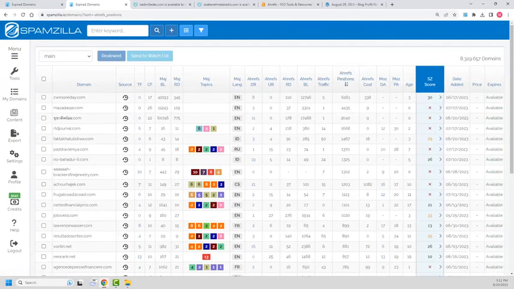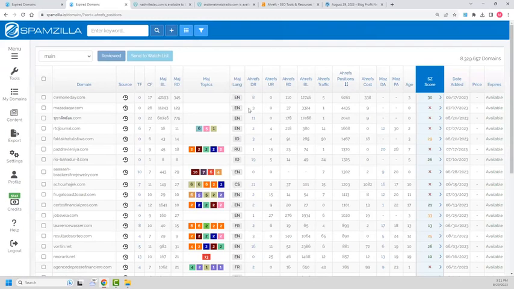Do I need an Ahrefs to get that data? Yes. To get this data here, these Ahrefs columns, you do need an active Ahrefs subscription. You just got to have it. You could connect it with SEMrush and you could use the Moz stuff, but it's not as good.